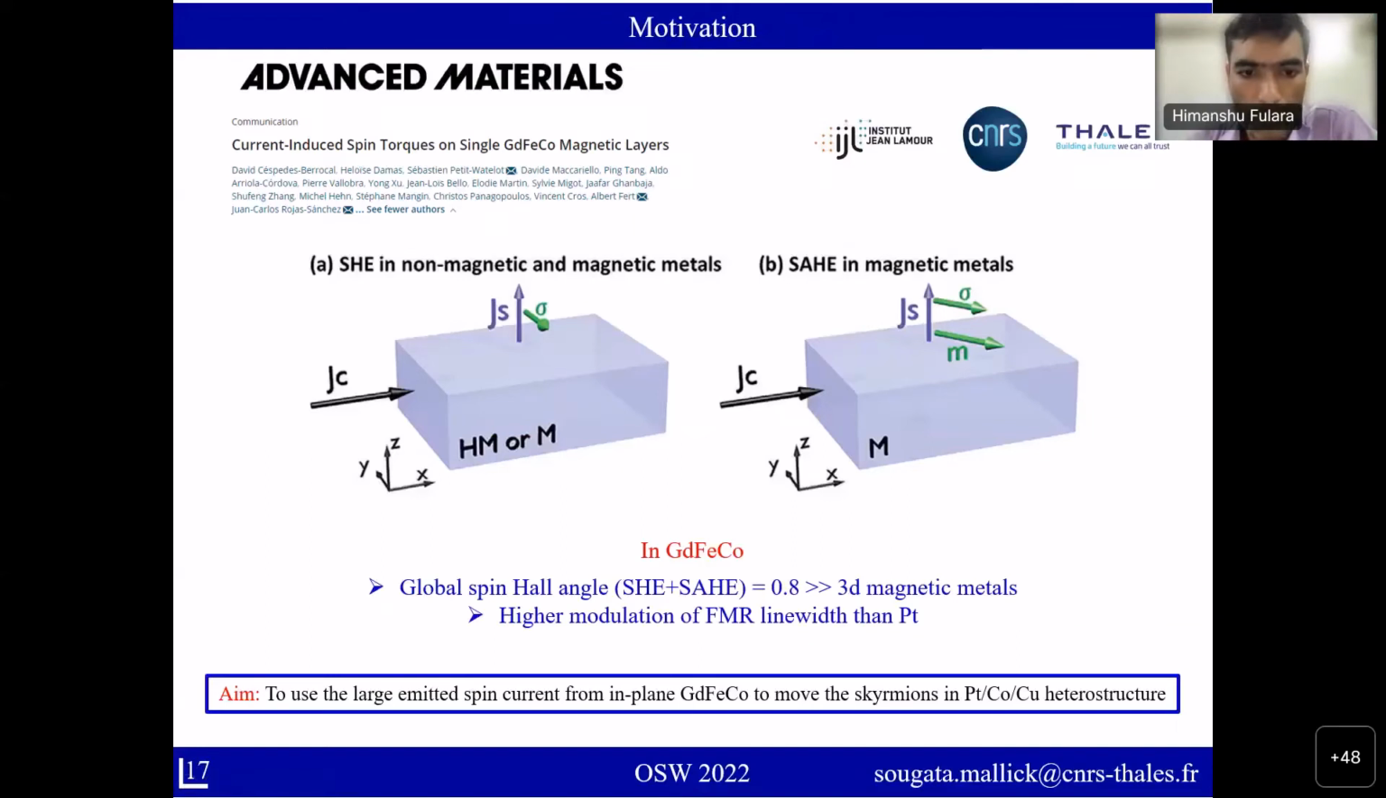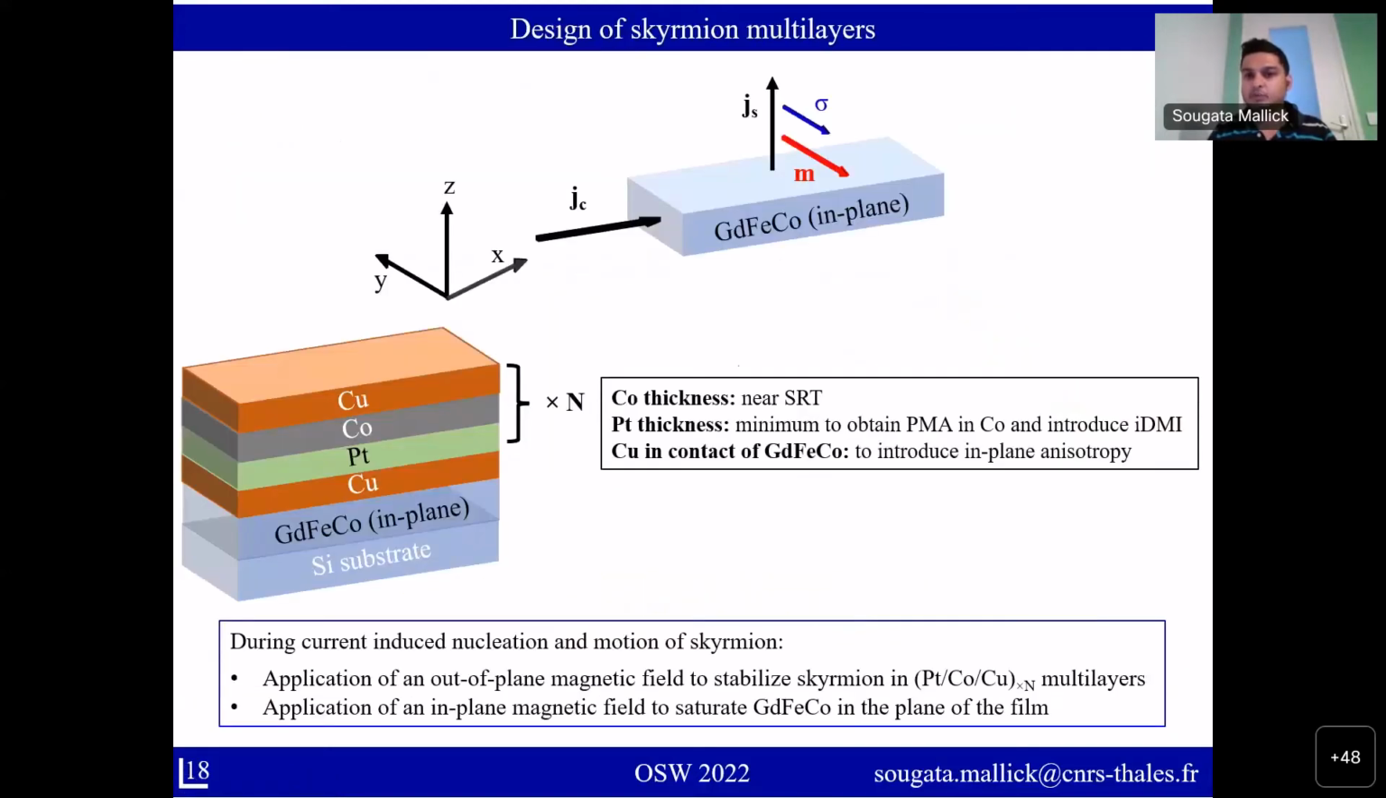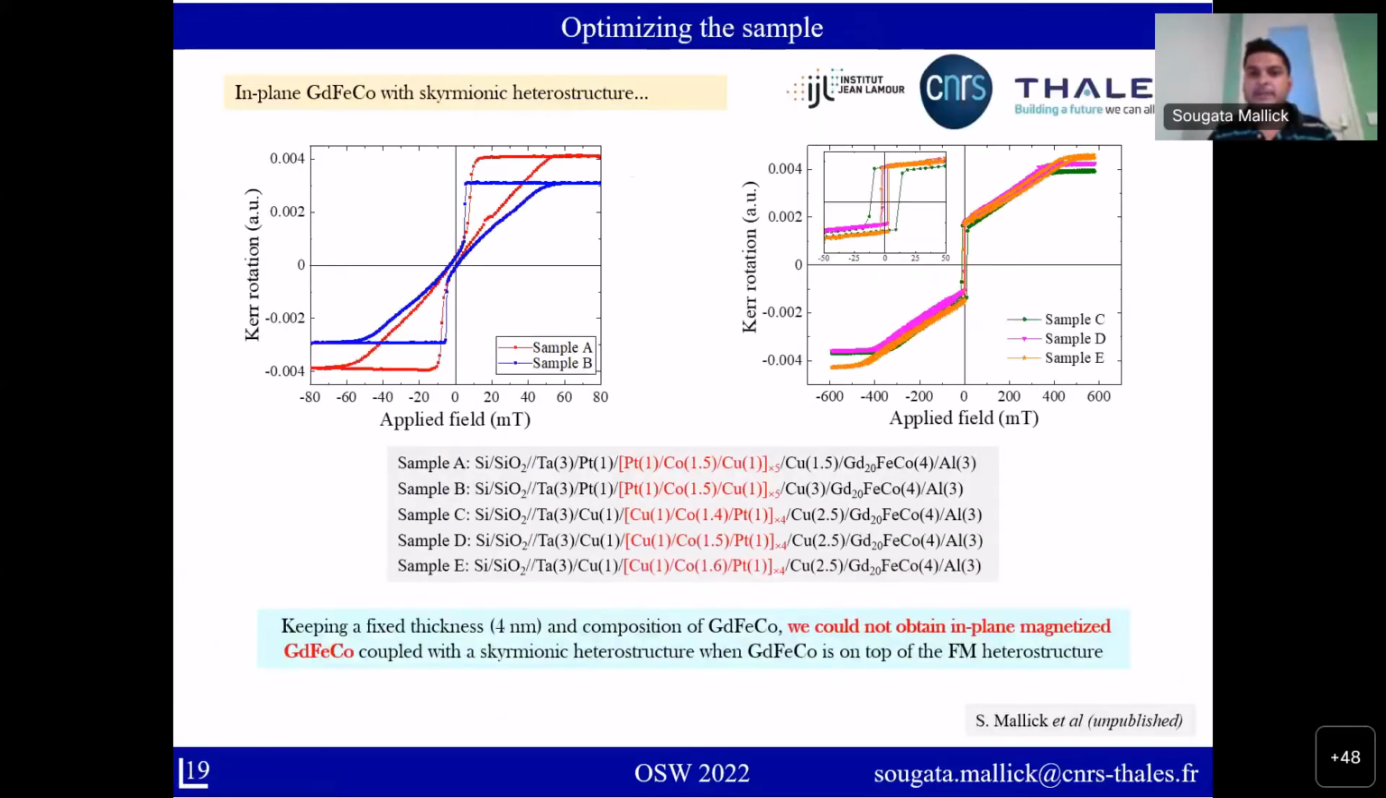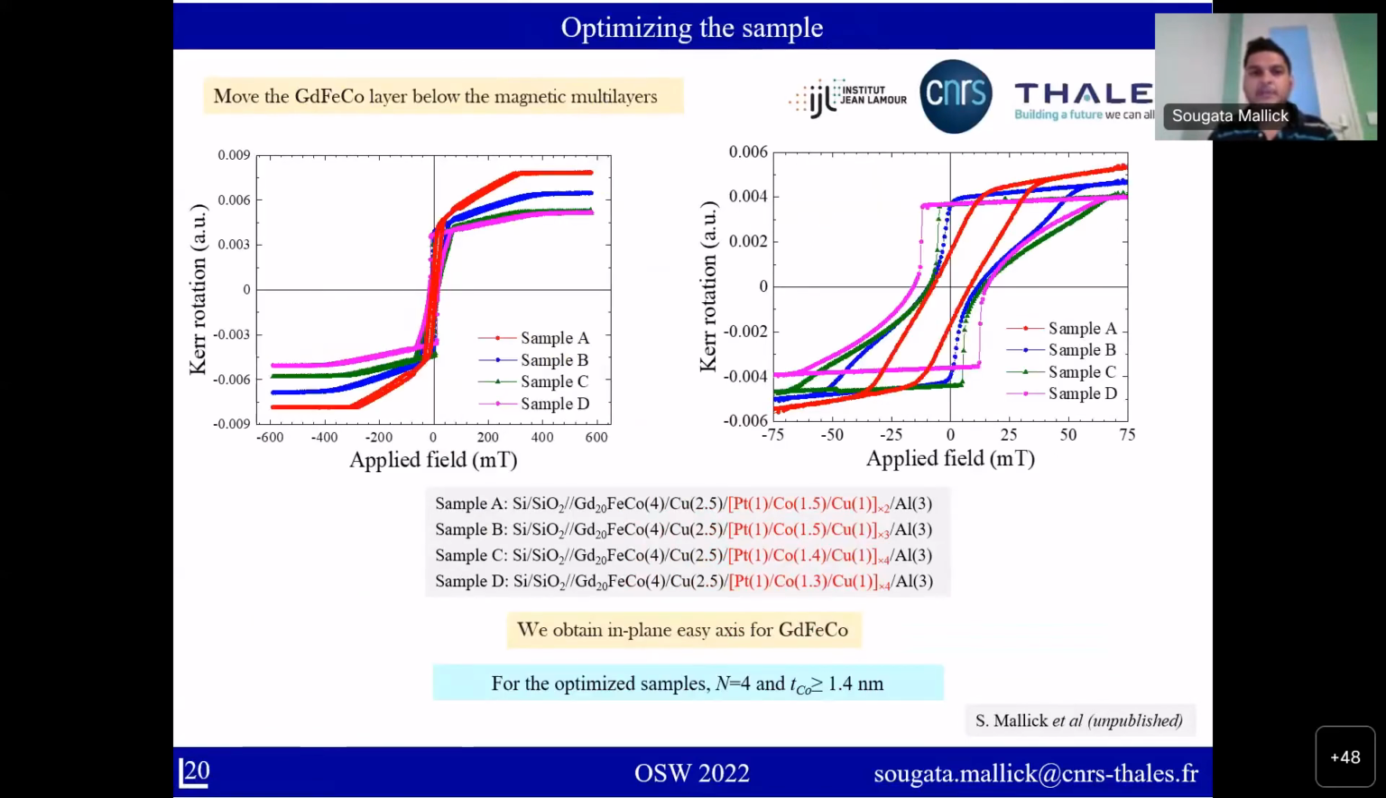Yeah. Okay, so the main message is here you can have the global spin Hall angle coming from both the spin Hall effect, which is significantly larger than the platinum based system, and that is why we tried to use this one as the spin current source now. So we will have an in-plane magnetized gadolinium iron cobalt, and on top of this we put the platinum cobalt copper based heterostructure. Because I have no time, I will not go into the optimization of the samples, but I can show you from this curve that here I have the gadolinium iron cobalt in plane magnetized, which is saturated around 300 millitesla.